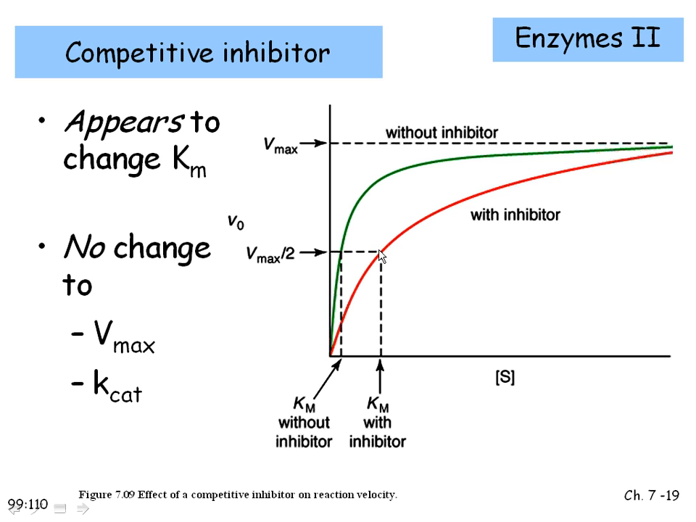It can change the apparent affinity. That is, it takes more substrate to get to half maximal velocity, but it does not change how well it reacts once it's actually occupied by the substrate. Any questions? Okay.